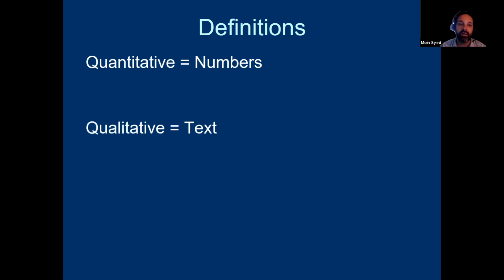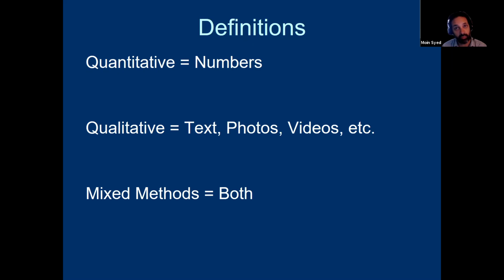When we talk about quantitative research, usually what we're talking about, or using the word quantitative, I should say, we're talking about numbers, some numerical representation of some kind. When we're talking about qualitative methods, we're talking about text, or it also could be photos, videos, etc. Anything that's not numeric. And when we're talking about mixed methods, we're referring to using both. So numbers and text slash photos, videos, etc.